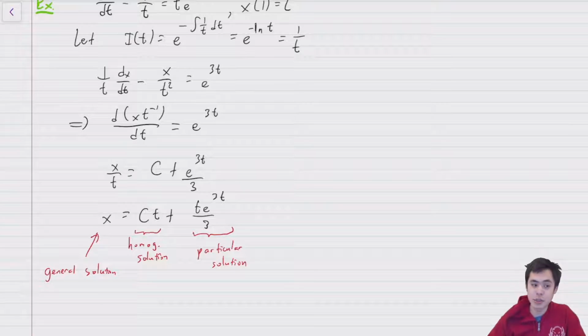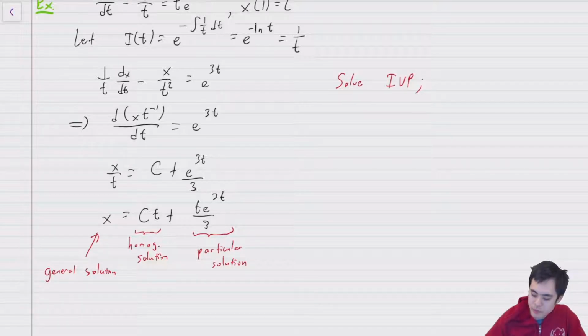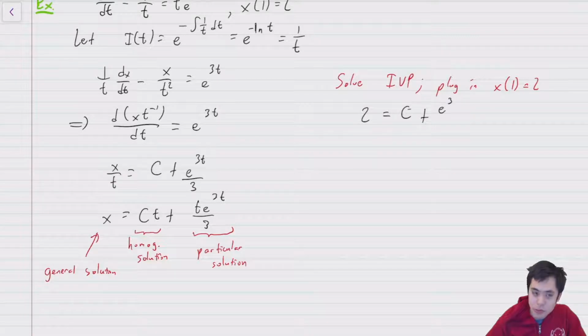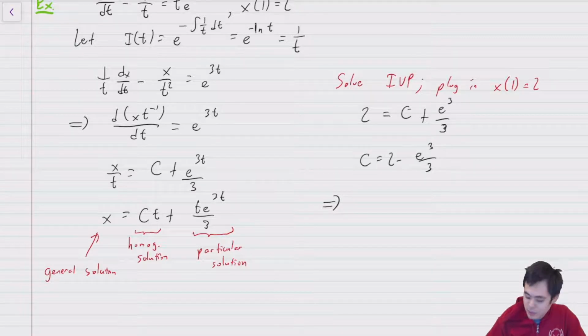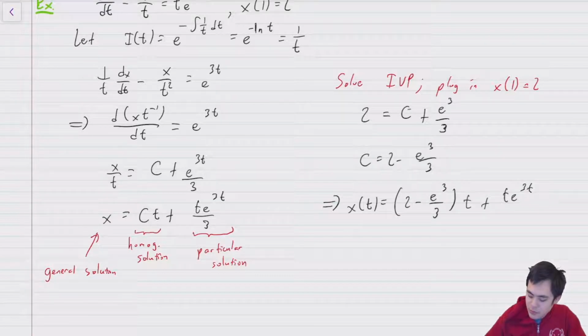Since this is an inhomogeneous equation, if you want to solve the initial value problem by plugging in x of 1 is equal to 2, then when we do that, you end up getting that 2 is equal to c plus e cubed over 3, because t is equal to 1. And so therefore c is equal to 2 minus e cubed over 3, which gives a final solution of x of t is equal to 2 minus e cubed over 3 t plus t e to the 3t over 3.